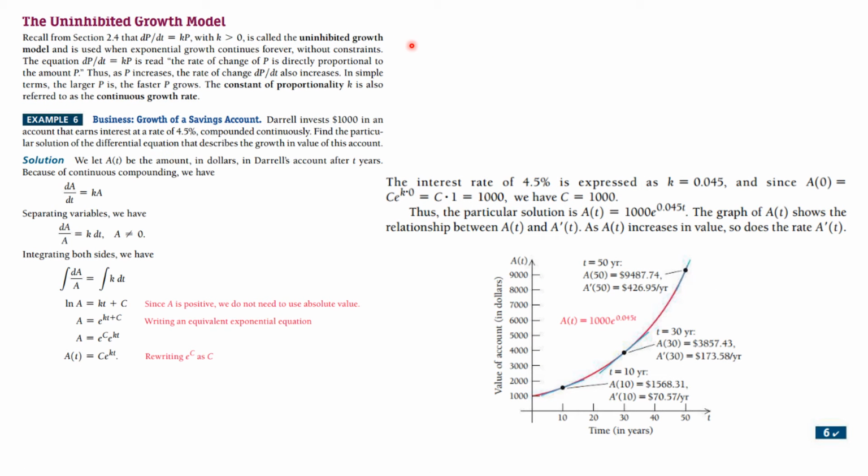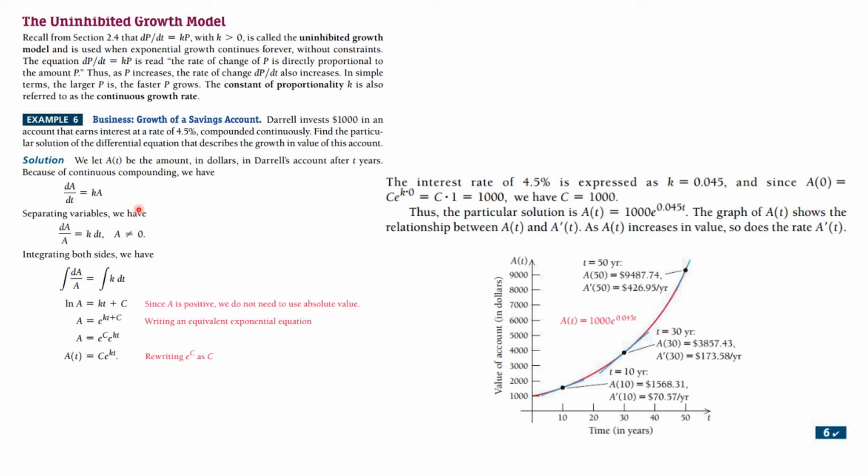Let's solve a problem, and this is recall from section 2.4 when we studied this. This was the uninhibited growth model, and we're going to use that to solve a business problem. Now, the constant of proportionality k is called the continuous growth rate. You might remember that from the earlier chapter. So here we're looking at a business problem where we're talking about the growth of a savings account. So you have a person named Daryl who invests $1,000 in an account that earns interest at a rate of 4.5%, compounded continuously. We find the particular solution of the differential equation that describes the growth in the value of this account.